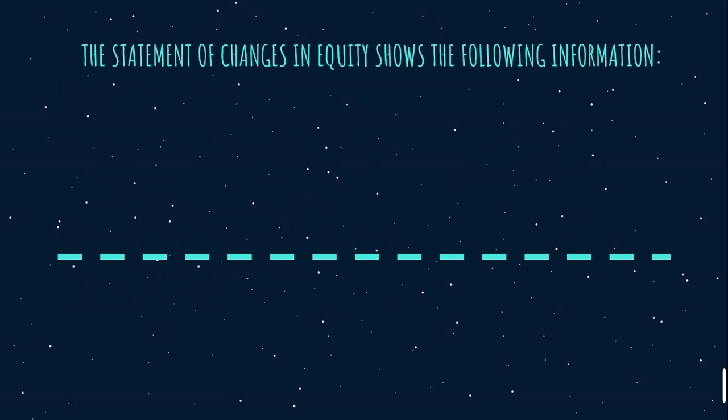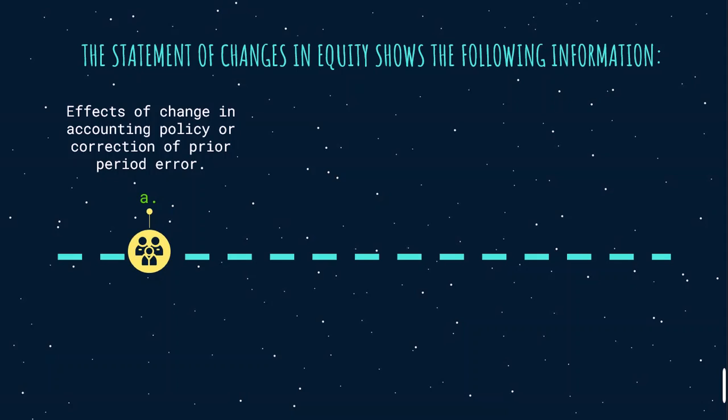The statement of changes in equity shows the following information. First is effects of change in accounting policy or correction of prior period error. So if there is a change in its accounting policy for a particular item such as inventory, yung pagbabago na mangyayari doon is magtutuloy-tuloy hanggang sa mga susunod pang taon. At yung effect naman ng correction of prior period error is presented siya separately as an adjustment sa opening reserve sa statement of changes in equity.